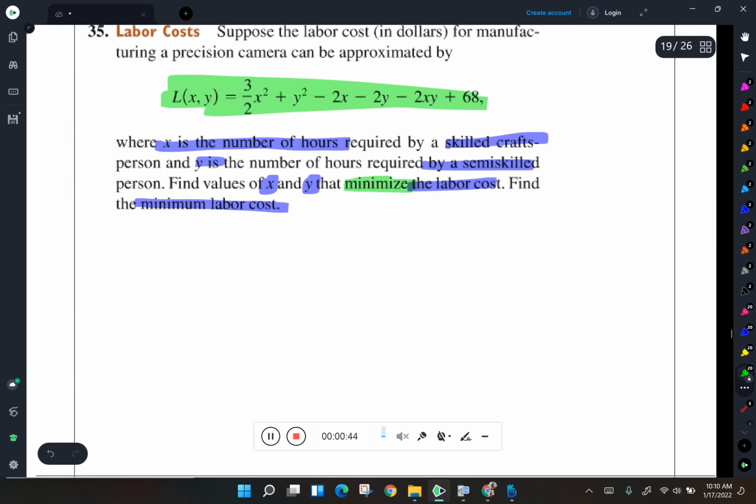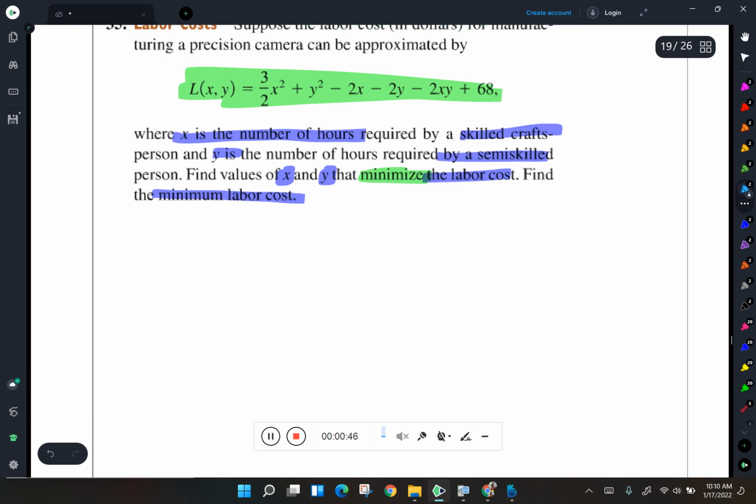All right, if I remember correctly, step 1 was to find those partials and then find the candidate points. So what is L sub X, our first partial with respect to X? First term with respect to X is going to be 3X. Second term with respect to X is 0. Third term is a negative 2. Fourth term is 0. Fifth term is a negative 2y. And that last term is 0. So there's my partial with respect to X.